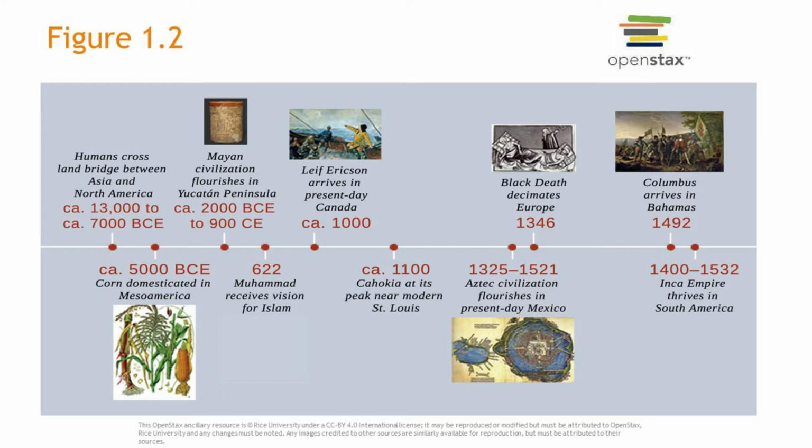Another key point that we have here is looking at the year 1000. We have Leif Erikson, who arrives in present-day Canada. We believe this is really the first European exploration in the Americas, but it was really just an exploration, like an expedition that was going on. They didn't stay and establish long-term colonies. It was more just kind of a scouting mission and return home.